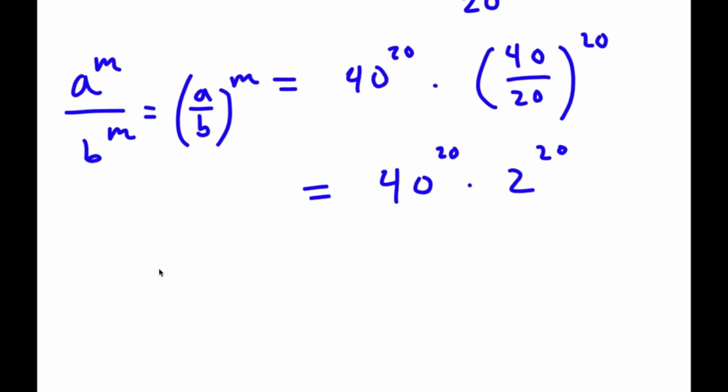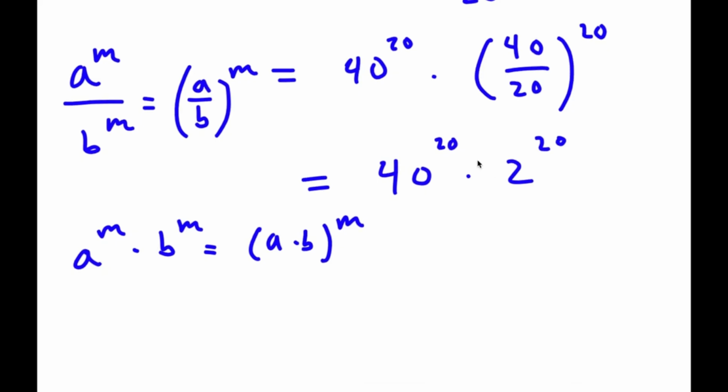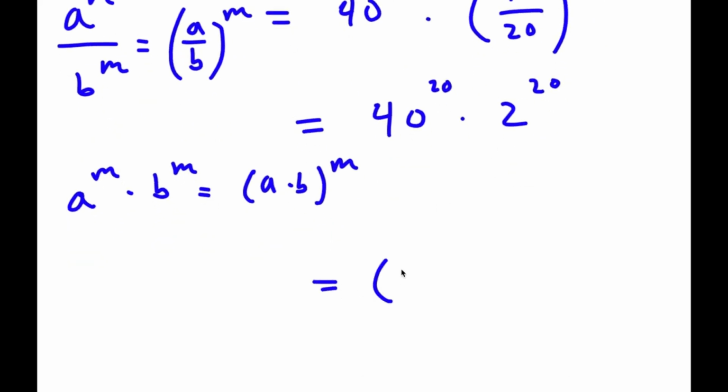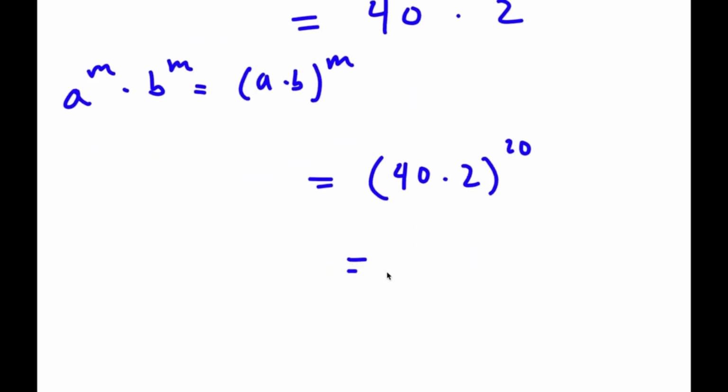And now, if I have something in the form a to the power of m times b to the power of m, this is equal to a times b to the power of m. So 40 to the power of 20 times 2 to the power of 20, that's going to equal 40 times 2 to the power of 20, which is equal to 80 to the power of 20. So this is my answer.